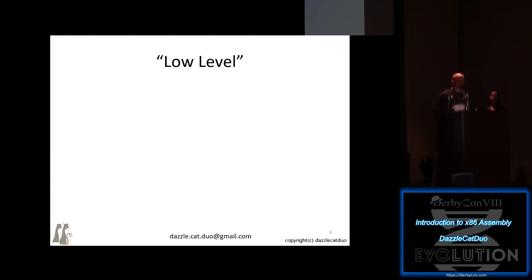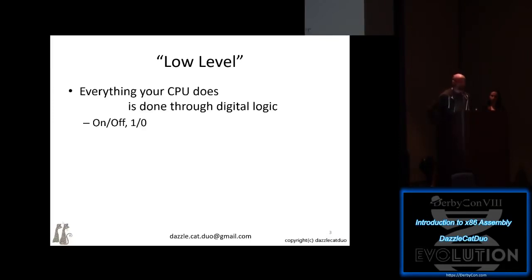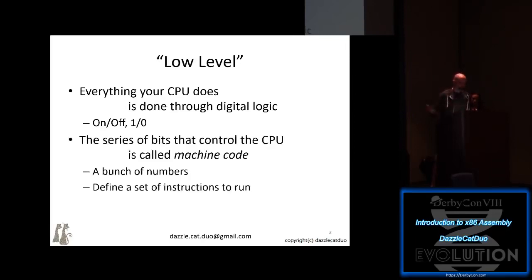But the premise behind all of this starts at a very, very low level. That's what assembly's all about. The idea is that everything your CPU does ultimately comes down to digital logic, right? On and off, ultimately running current through transistors or not, which we abstract away as the idea of either 1 or 0. Now, the way a computer chip is designed is to accept a stream of these ones and zeros and do things based on the specific stream you give it. Essentially what you have is a bunch of numbers that ultimately tell your CPU what to do.